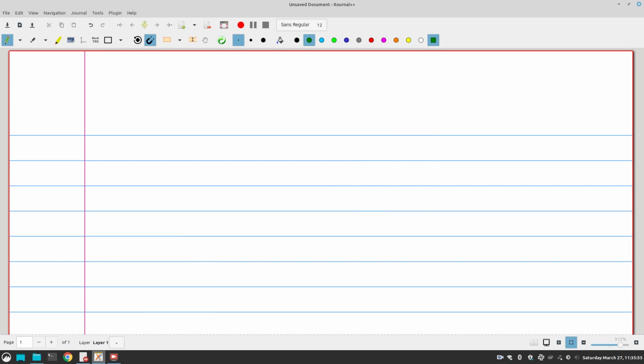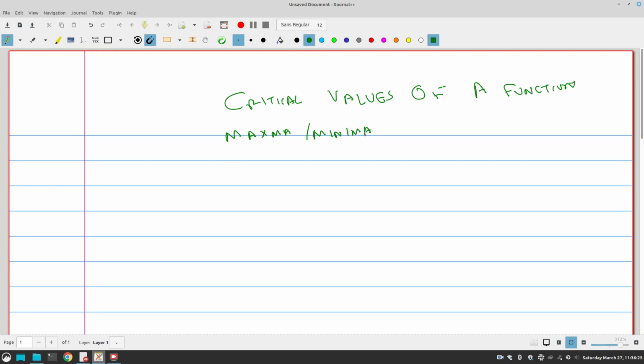Okay, so you're doubtlessly familiar with the term critical values, right? Critical values of a function. You've studied maxima and minima. You studied inflection points.